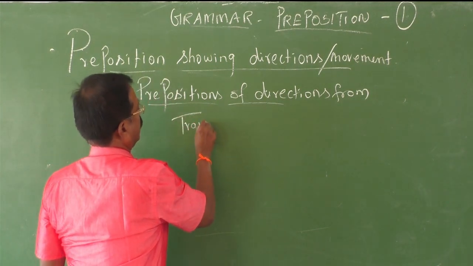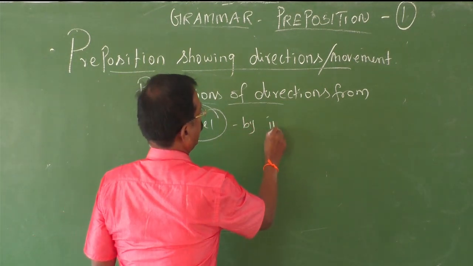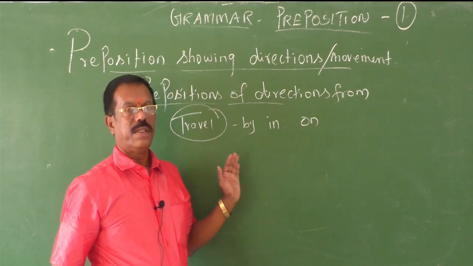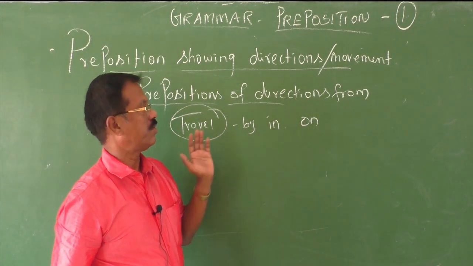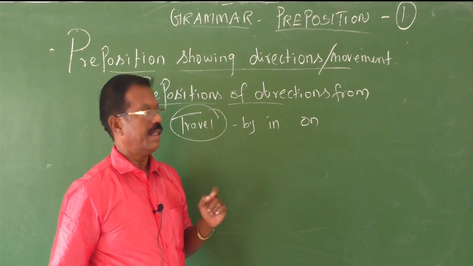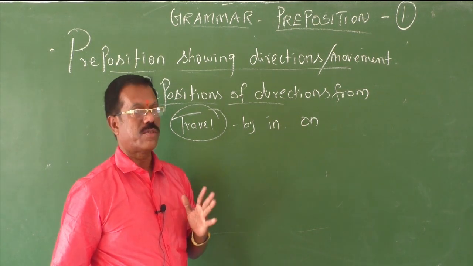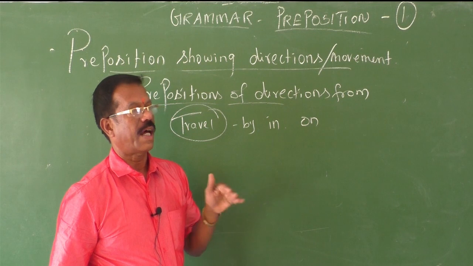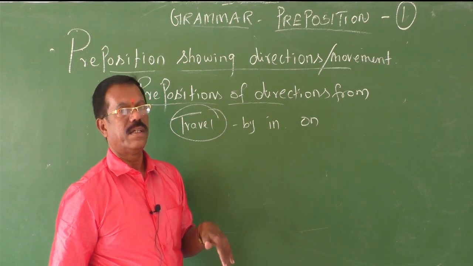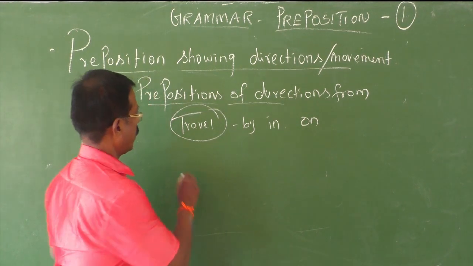Travel. So we can use by, we can use in, we can use on. So he goes to Delhi, he goes to Chennai by train. He goes to Chennai in his car. So on is also used. He is traveling. He is walking on his foot, by walk. Okay, like that.